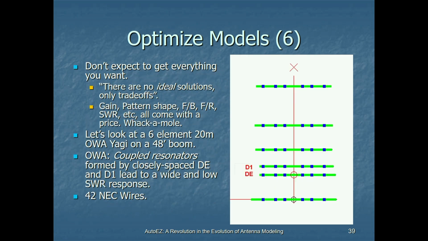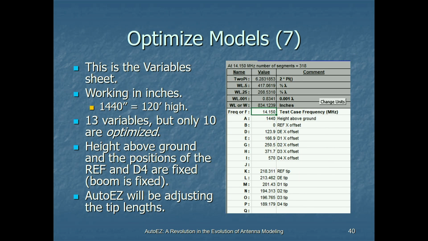All right, let's see here. There's that line about there are no solutions, only trade-offs. I think that applies to optimization as well. This is a 6-element, 20-meter OWA Yagi on a 48-foot boom. And of course, if you know anything about OWA, optimized wideband array, you bring that D1 director close into the driven element, closer than you would if this were only a traditional Yagi, and that forms that coupled resonator that leads to a wider SWR response.